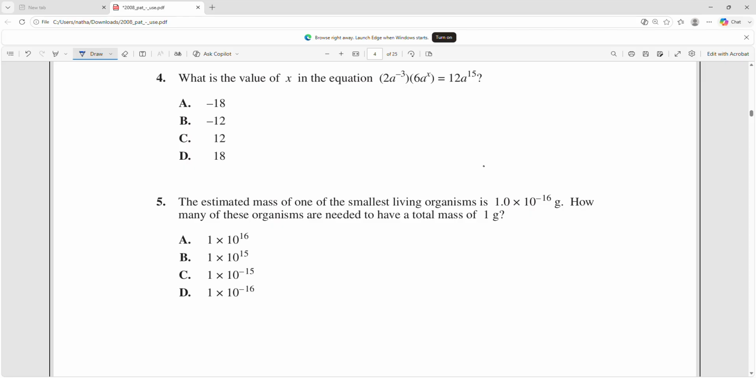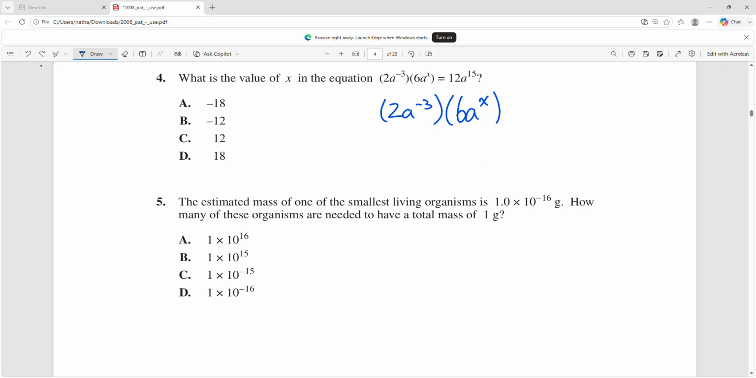What is the value of x in the equation? Okay, so we're looking at exponent rules. So let's just rewrite this. 2a to the -3 times 6a to some exponent. We don't know. Here they put an x on the test you guys did today. They just used like a dark square. Doesn't really matter what it is. It's something that we don't know, right? Is equal to 12a to the 15.